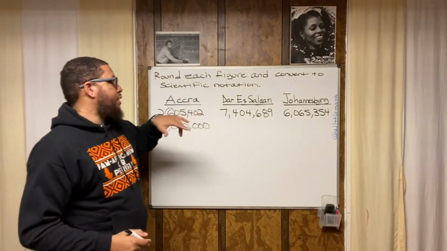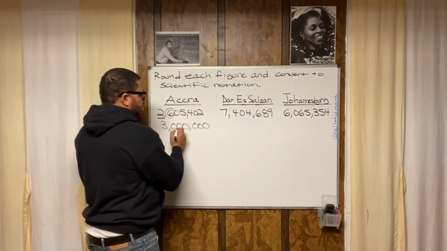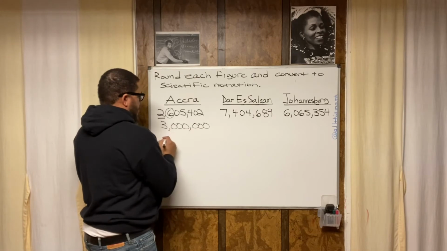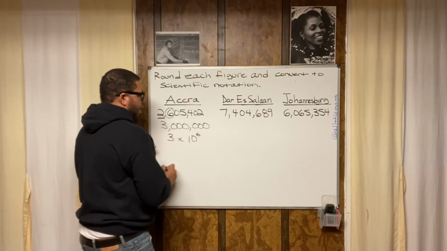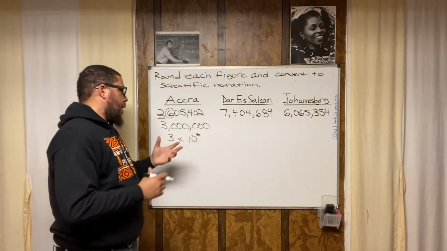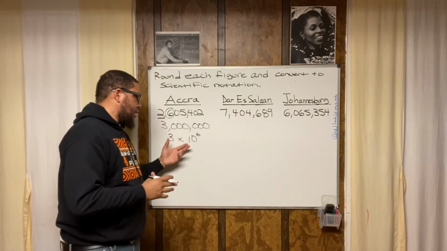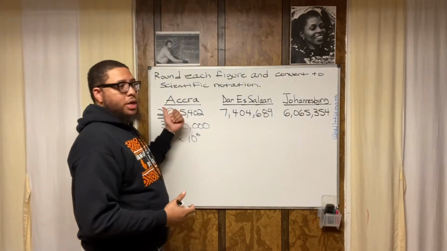Now, if I take it to scientific notation, not round it, but take the scientific notation, I count the number of zeros. I got 6. So that's just going to become 3 times 10 to the 6th power. So rounded, the population of Accra can be encapsulated and presented this way: 3 times 10 to the 6th power, all right?